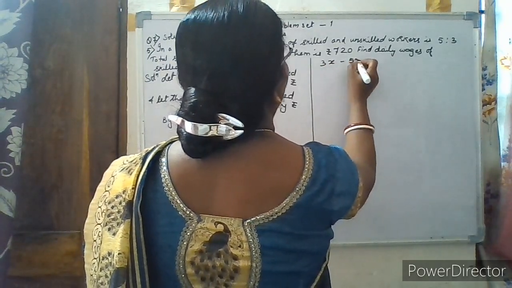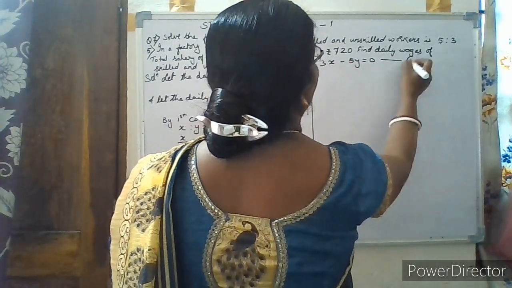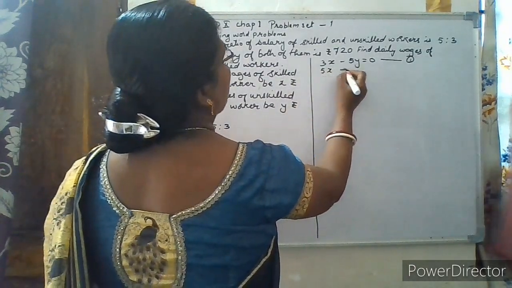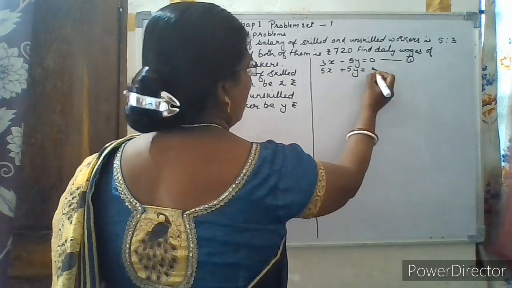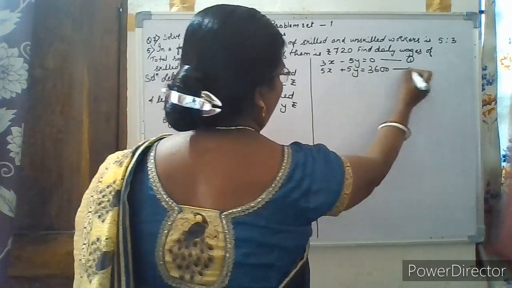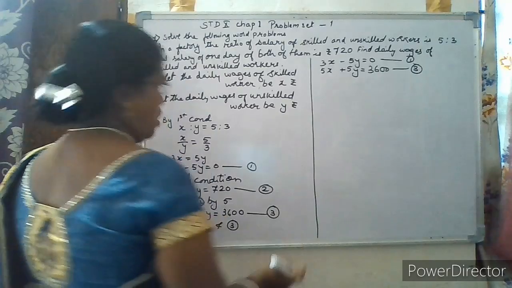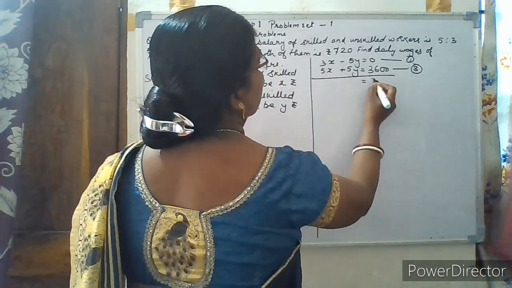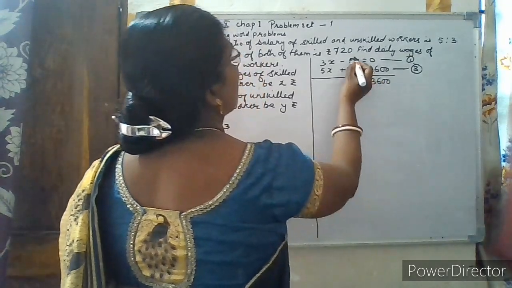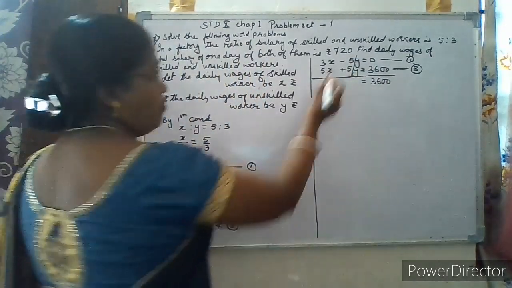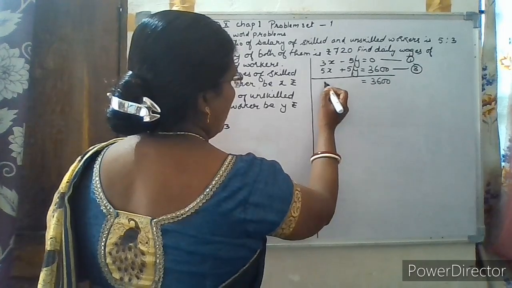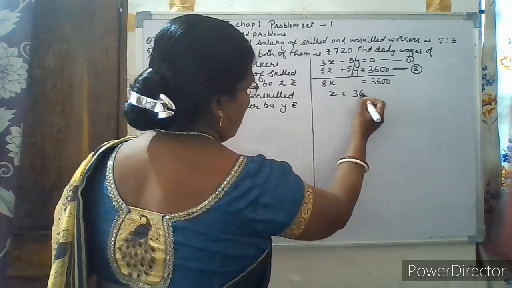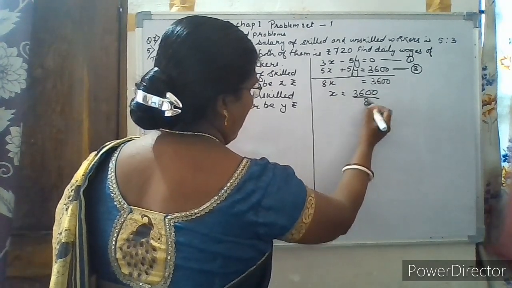3x minus 5y is equal to 0. Equation 1. Equation 3 is 5x plus 5y is equal to 3600. Equation 3. So we are adding this equation. Therefore, we will get here 3600. The minus 5y plus 5y cancels. We get here 8x. Now, x is equal to 3600 divided by 8.